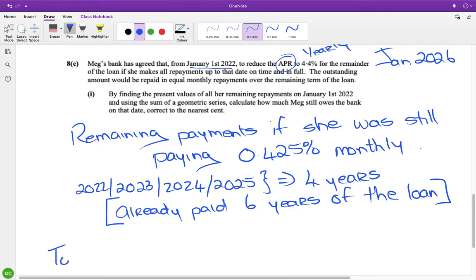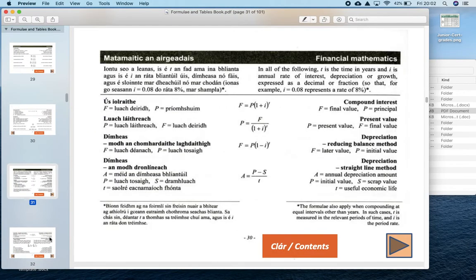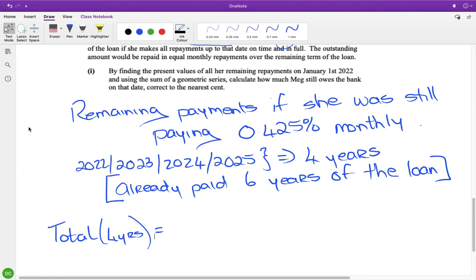Okay, so that total amount that she owes for the last 4 years of the loan, and it says to do it as a geometric series. Okay, it also tells you to use present values. So present value, you can see it here. This is the formula for present value. Okay, just snip that in as well. So I'll throw it over here somewhere. Right, that's your present value formula.